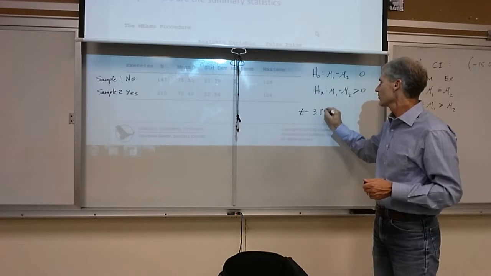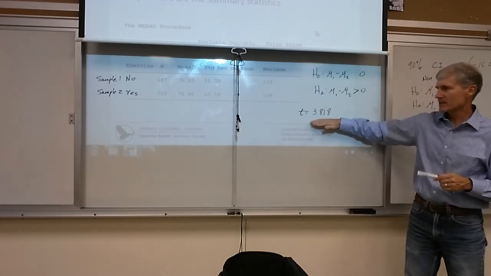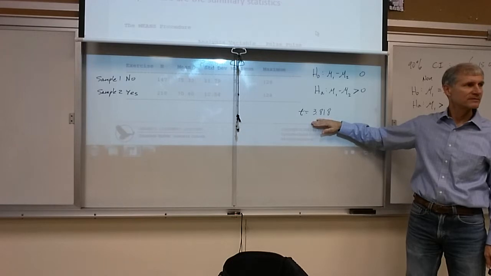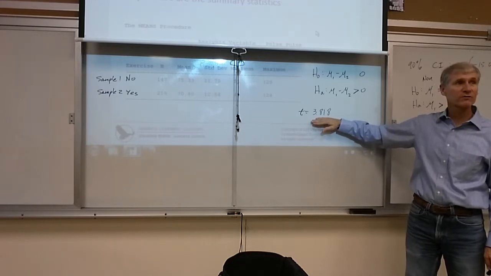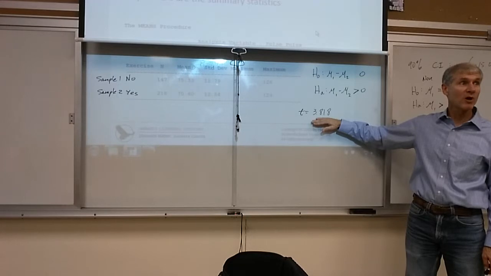The test statistic is 3.818. Before you do anything else, look at that test statistic. What did we say a minute ago? How big does it get before you start to get excited? If it gets about 2, that's getting out there. This is almost 4. So what does that tell you about your p-value? It's going to be really small.